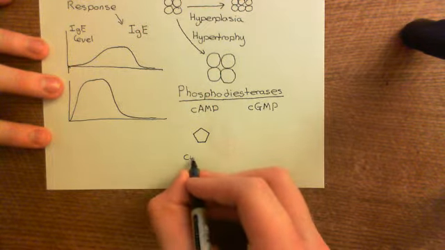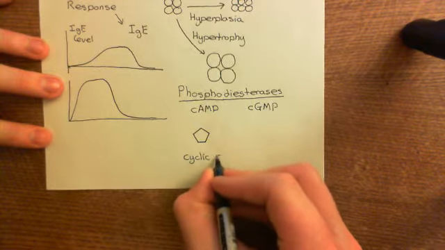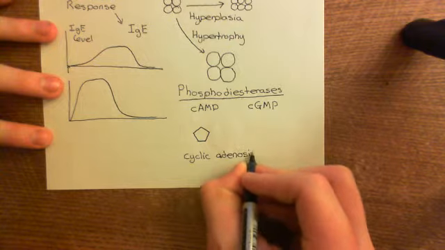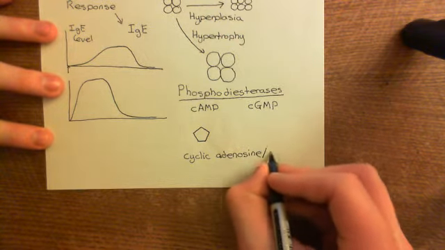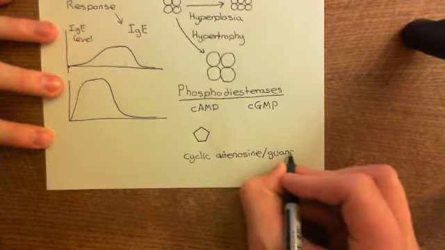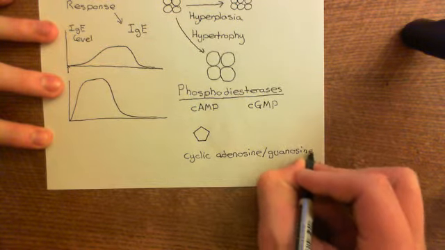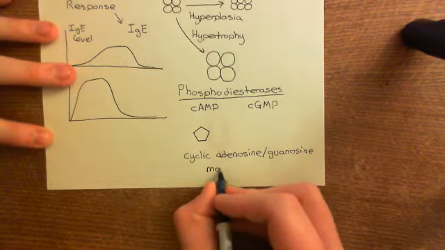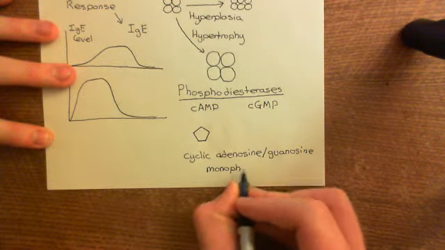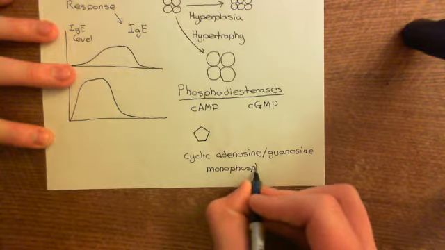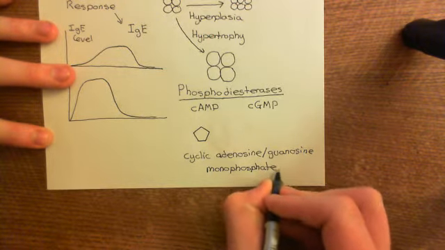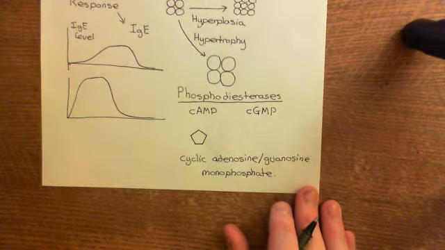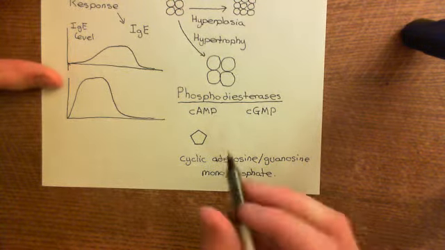Okay, so it's cyclic adenosine, or in the case of cyclic GMP, guanosine, so I'll put a slash guanosine, so fill in which one you're talking about. So for this one it's adenosine, for this one it's guanosine, and then the final bit is the same, monophosphate. So the first and final bits are the same, it's the bit in the middle which varies between cyclic AMP and cyclic GMP. Right, okay, so let's now show the structure of this.